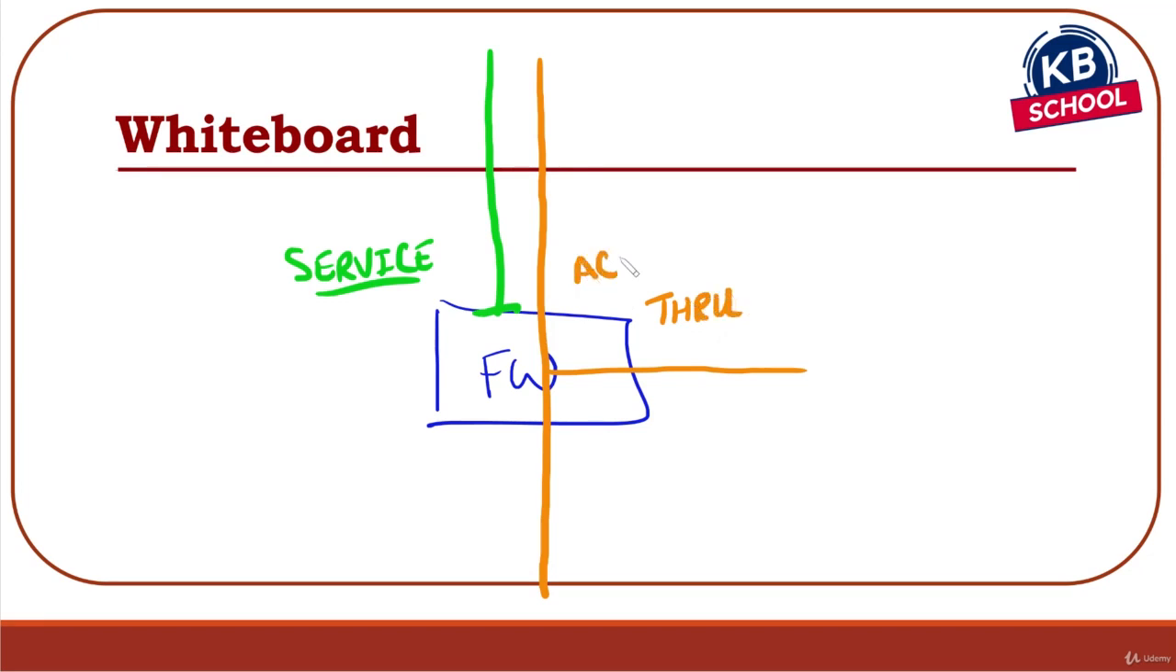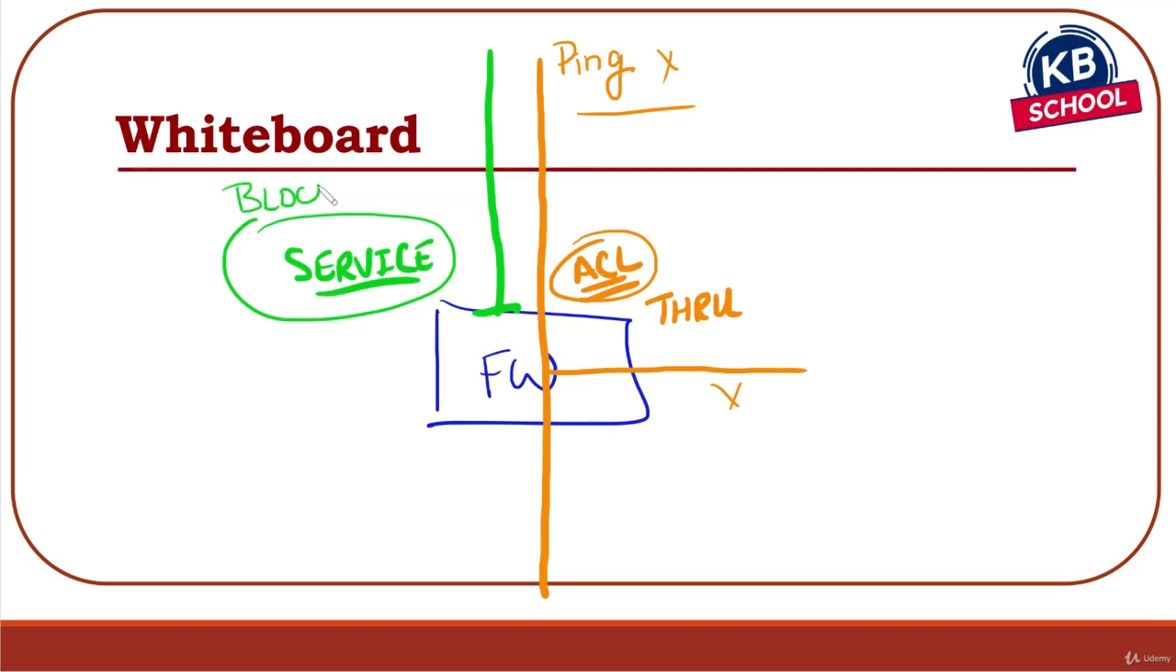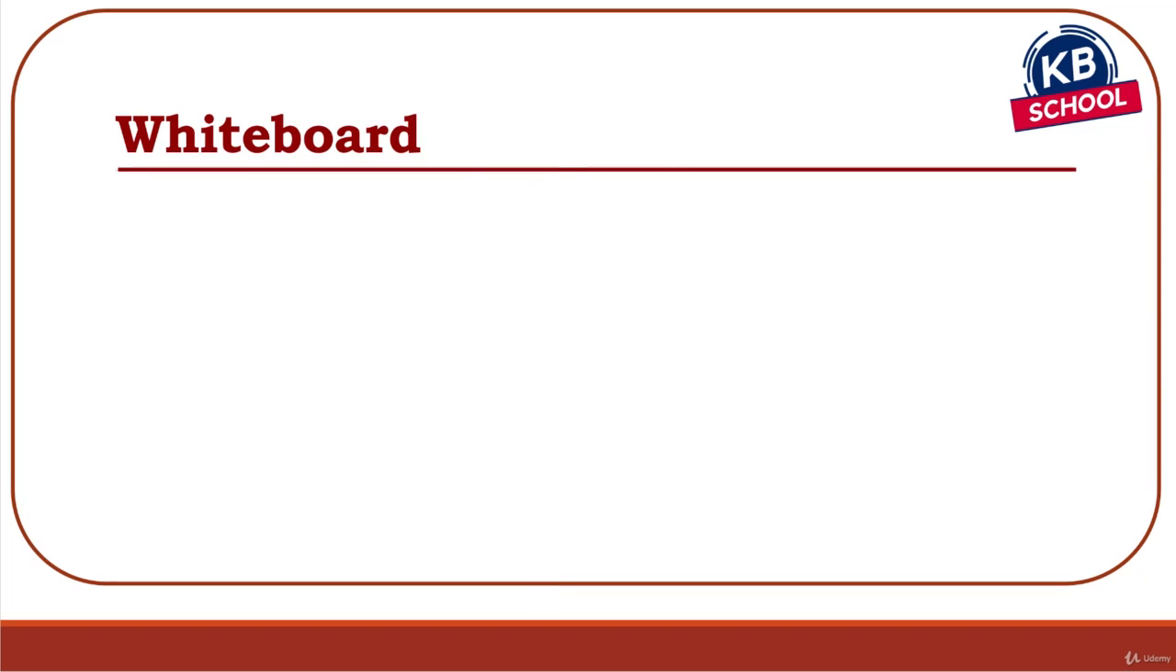ACL will affect the through traffic. Service will affect the through traffic. And they have nothing to do with each other. So if somebody wants to ping from here, he wants to ping this guy over here, I would need to allow that entry in the ACL. The service will not affect it. If I block something in the service, it has no implications on the through traffic. So something that you need to keep in mind. They don't affect each other.